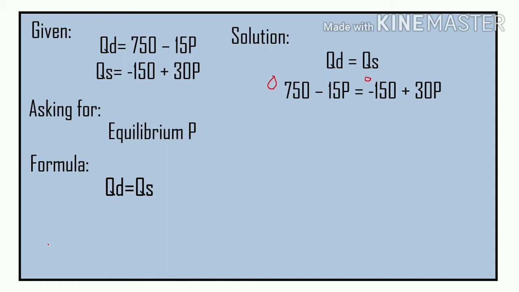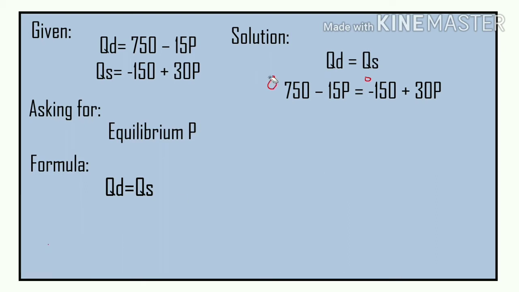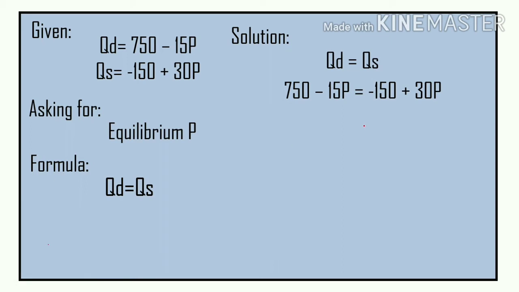So erase natin yung ginawa natin. Erase natin para hindi siya magulo. Alright. Okay. So, yung pen na naman. Alright. So, yan na. So, we have here 750 minus 15P is equals to negative 150 plus 30P.